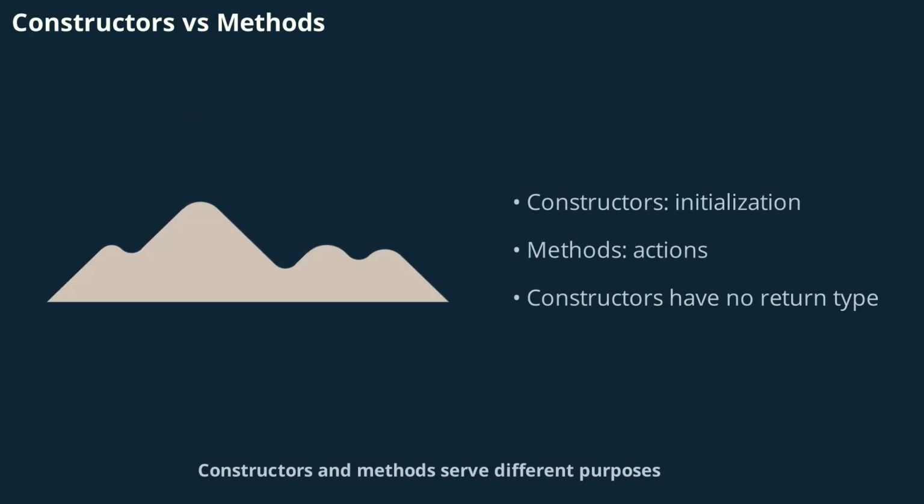Constructors and methods serve different purposes. Constructors initialize objects and are called only once during creation. Methods perform specific actions and can be called multiple times. Constructors have no return type, while methods do.